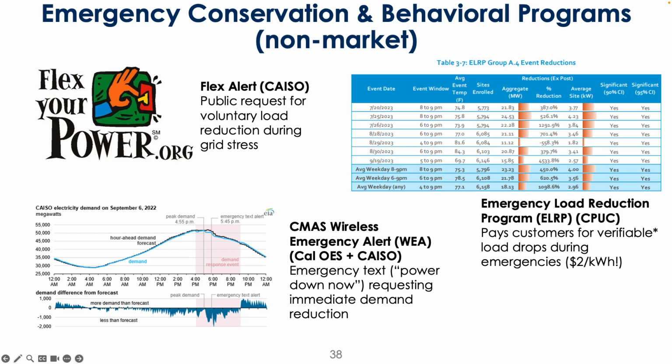This demand response event happened at around 5 o'clock. You got this text out, and actually the demand dropped by something like 2 gigawatts in the span of 15, 20 minutes. Just from people turning off their ACs, turning off their lights, unplugging their cars that were charging, all that, right? That's a pretty dang good response that you can tap into.